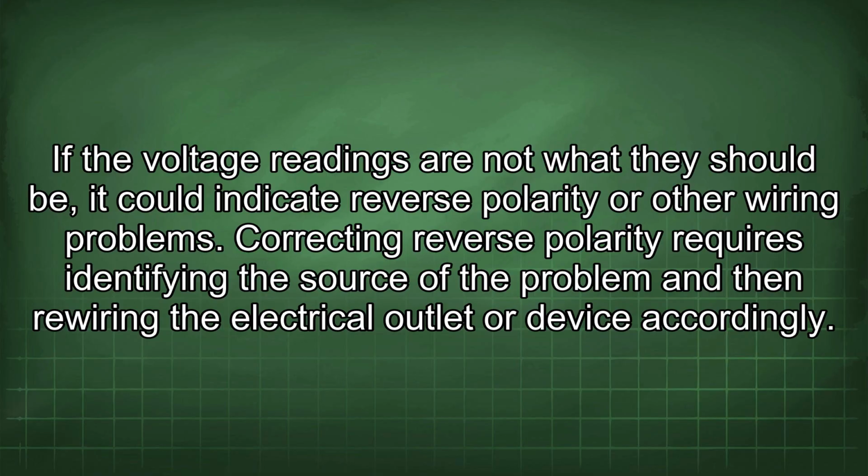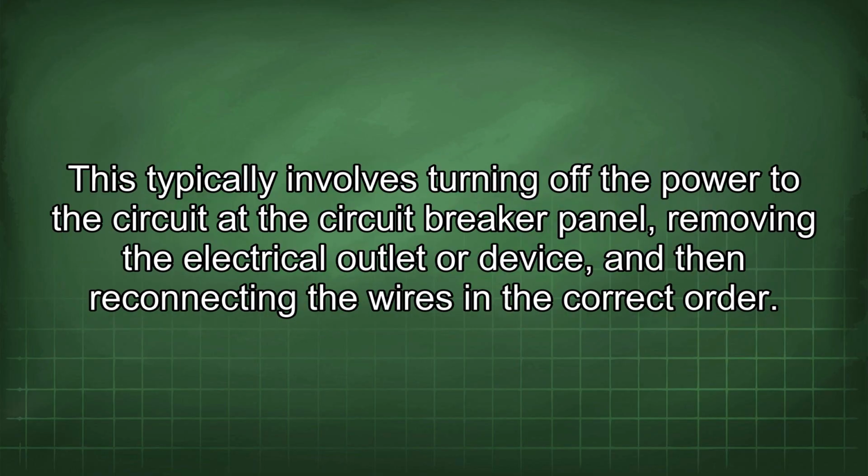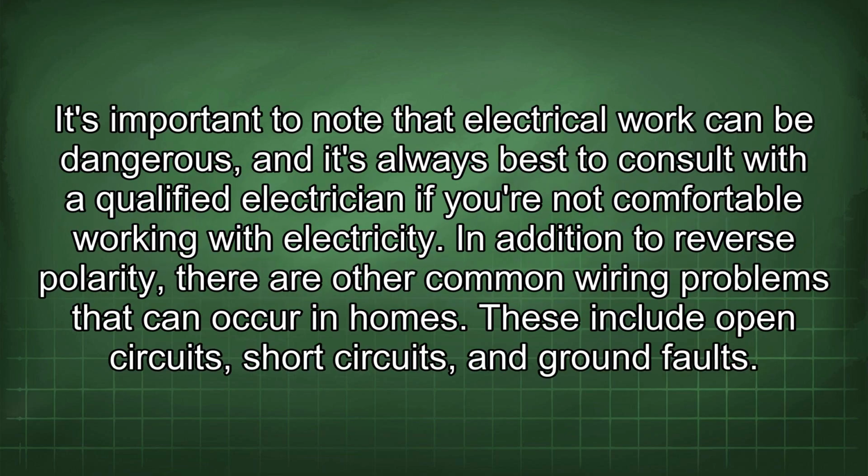Correcting reverse polarity requires identifying the source of the problem and then rewiring the electrical outlet or device accordingly. This typically involves turning off the power to the circuit at the circuit breaker panel, removing the electrical outlet or device, and then reconnecting the wires in the correct order. It's important to note that electrical work can be dangerous, and it's always best to consult with a qualified electrician if you're not comfortable working with electricity.